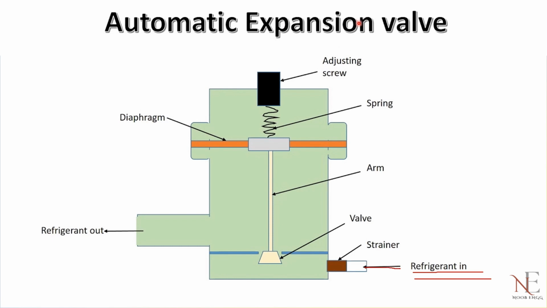From where does it come? It comes from the condenser. Okay, this is the strainer. You have to know the working of the strainer now. It is a filter. It filters the liquid refrigerant and sends it in here.